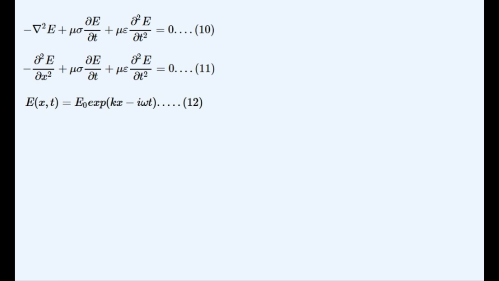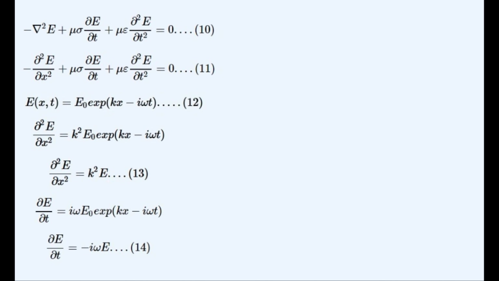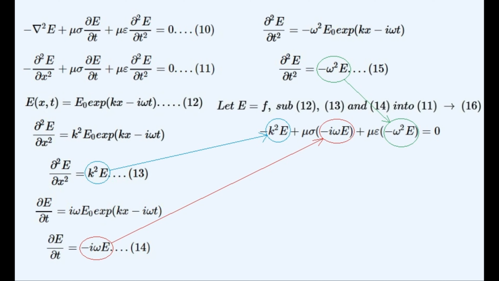So we'll calculate each of the terms of equation 11. Since this term is an exponential equation, the function gets multiplied by k twice in this case, and it may be simplified to be this equation. Similarly, this equation gets multiplied by i omega in this case, and this is what this term is equal to. And so we can substitute all of these terms back into equation 11 to get this equation.